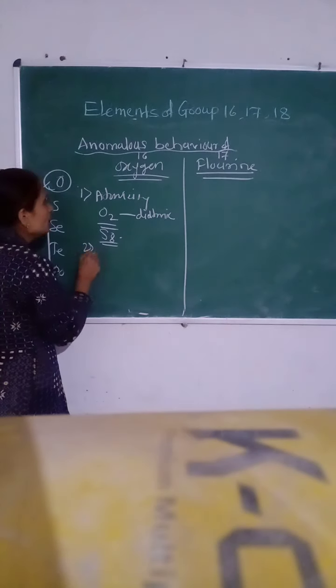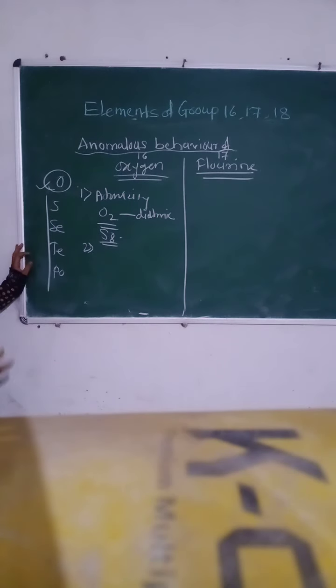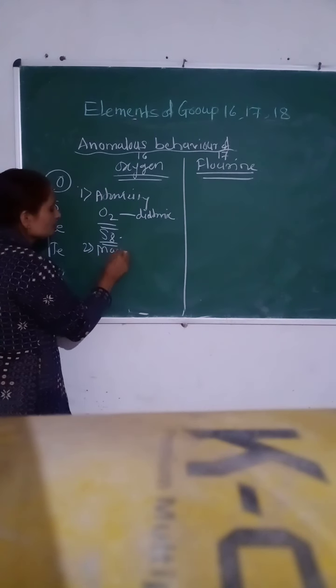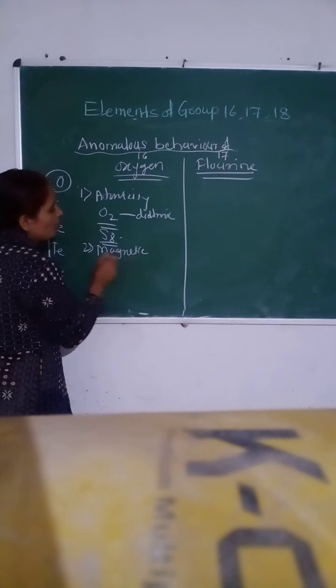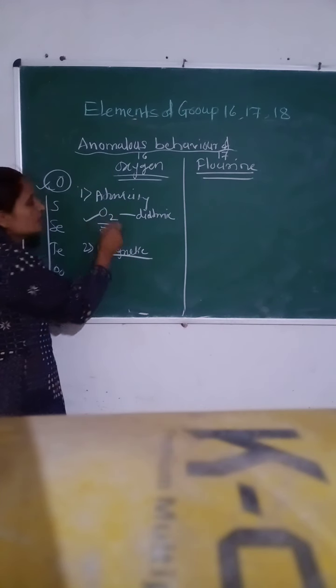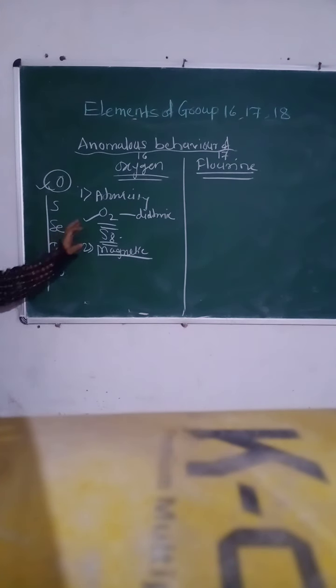Then the second property, how oxygen is different from the others: magnetic property. Magnetic property means oxygen is paramagnetic in nature while other elements are diamagnetic in nature. Paramagnetic means unpaired electrons are present, so paramagnetic nature is observed, and the other elements are diamagnetic in nature.